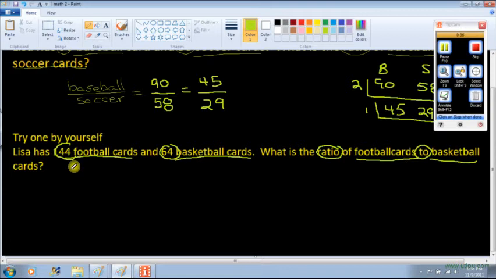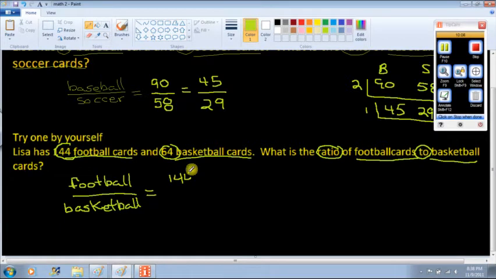So again, words first. I have football, and then I have basketball. And remember, I have to match them up. So football goes with football. I have 144 football, and I have 64 basketball.